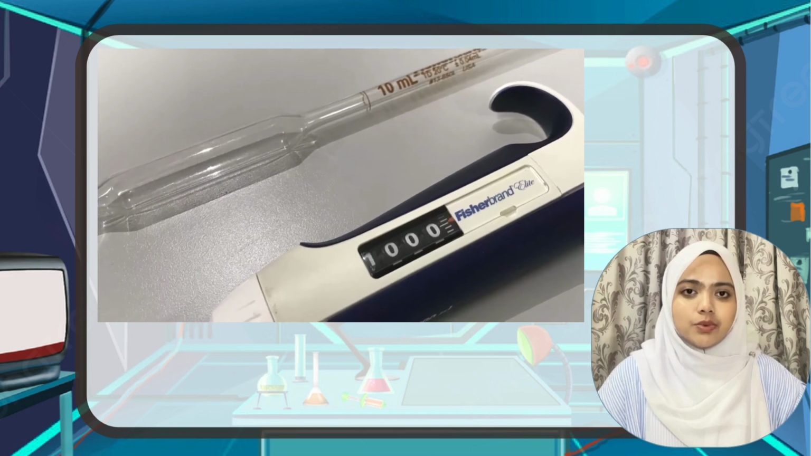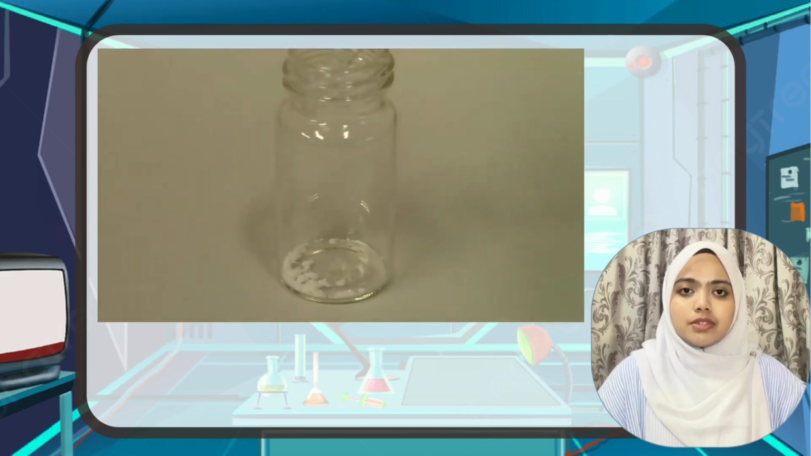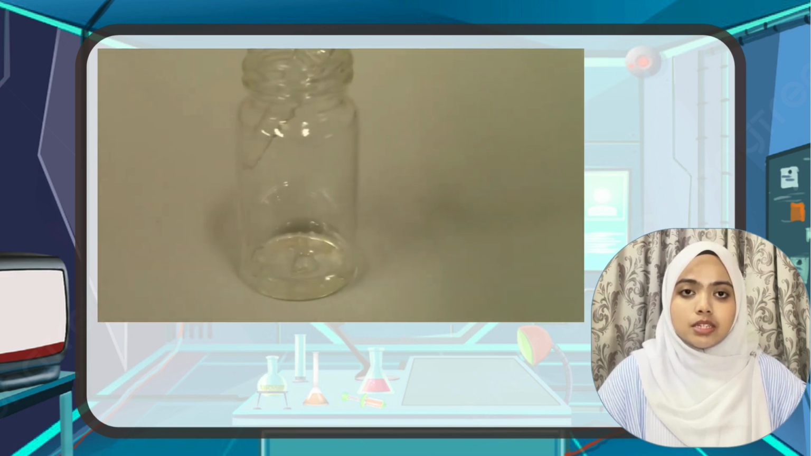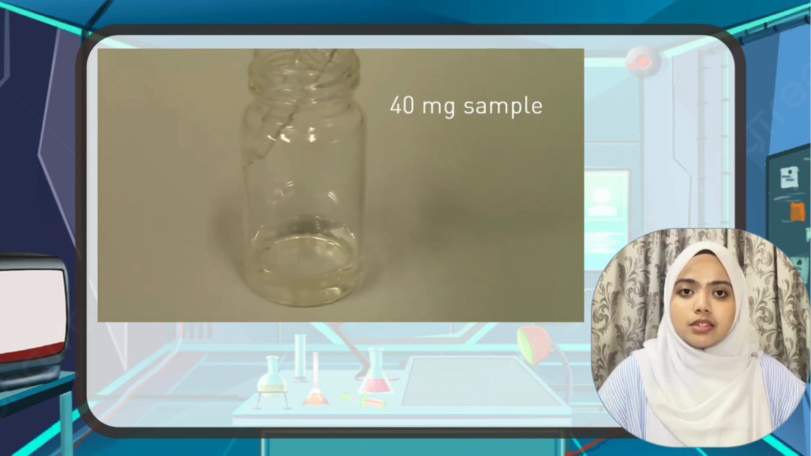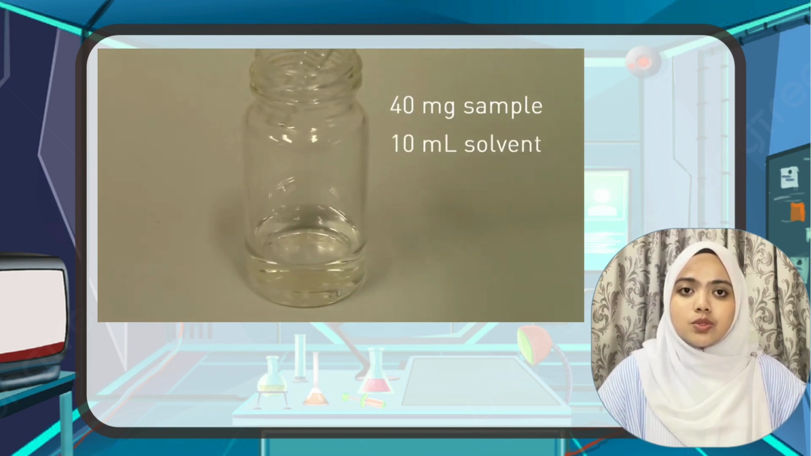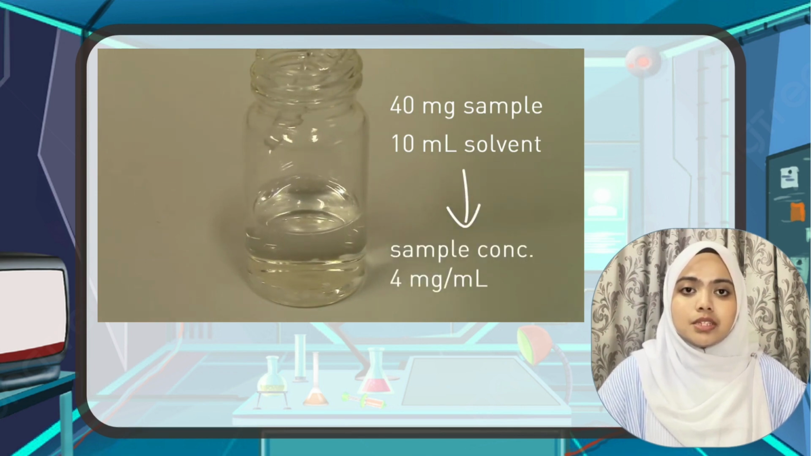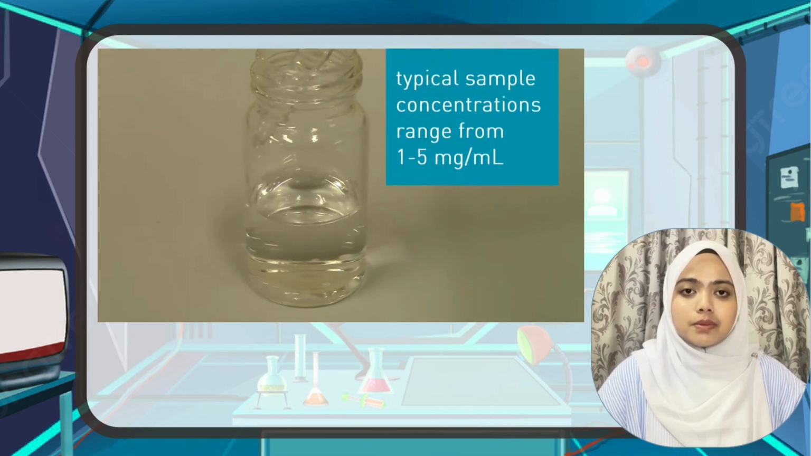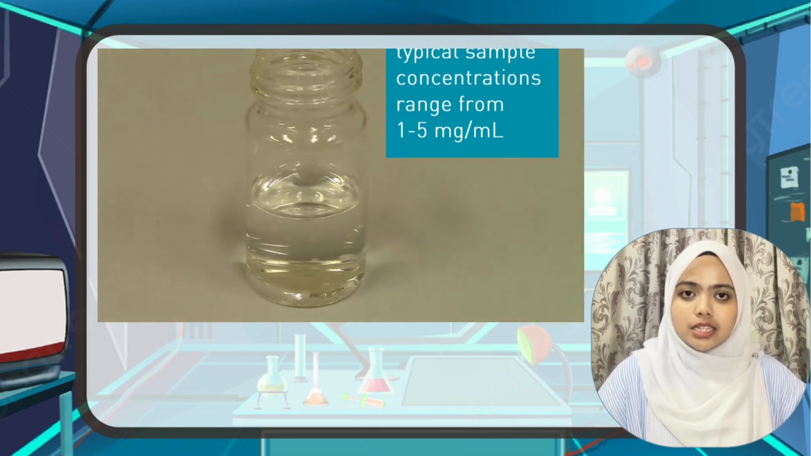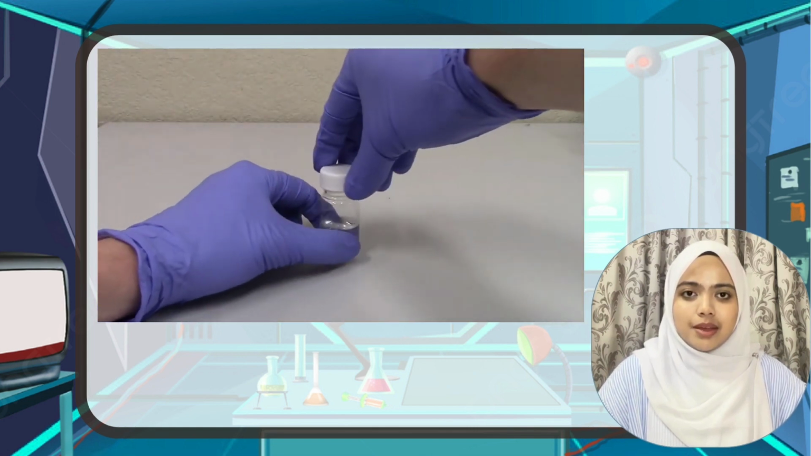Since the mass of the sample is known, it is important to use a pipette or other graduated liquid dispenser to add a specific volume of dissolution solvent so that the exact concentration of the sample in solution can be determined. Next, dispense the dissolution solvent into the scintillation vial containing the sample and secure the cap.